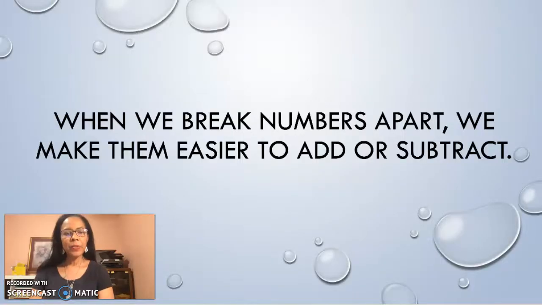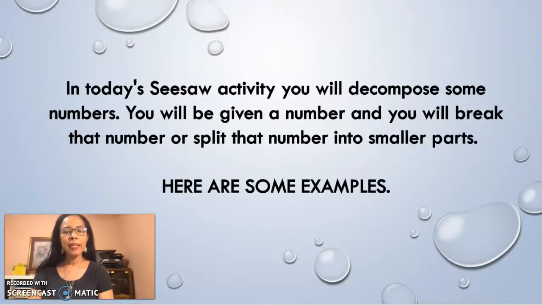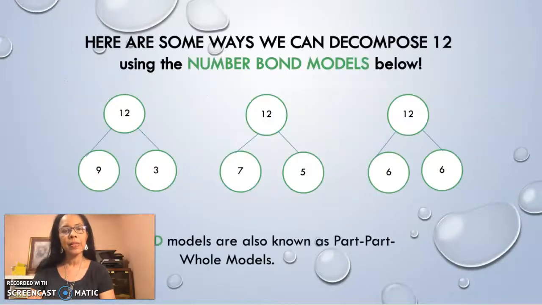So why do we decompose? Well, we decompose, or we break numbers apart, because we want to make those numbers easier to add or subtract. In today's seesaw activity, you will decompose some numbers. You'll be given a number, and you'll break that number, or you'll split that number into smaller parts. Here are some examples of what you can expect to see in seesaw today. These are ways that we might decompose 12 using the number bond models below.